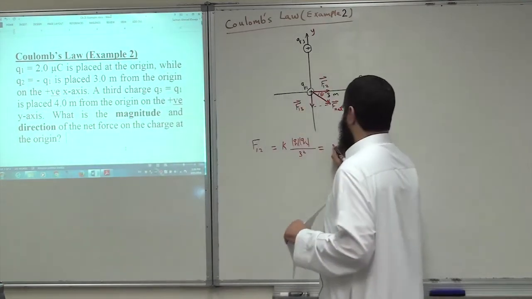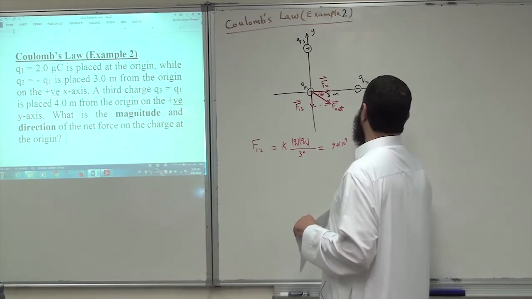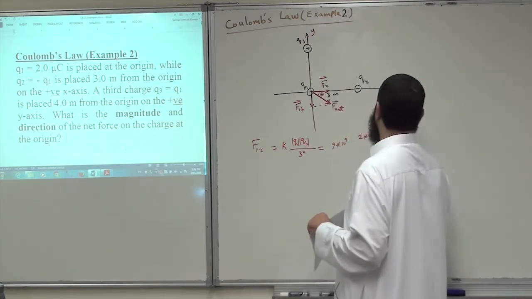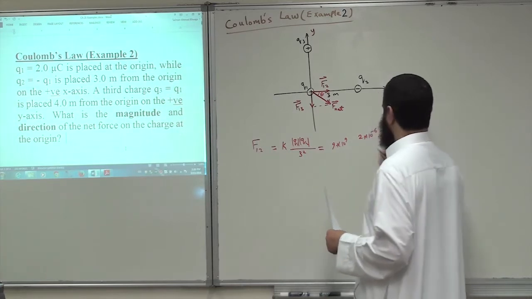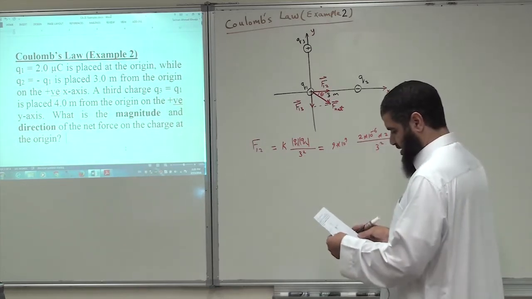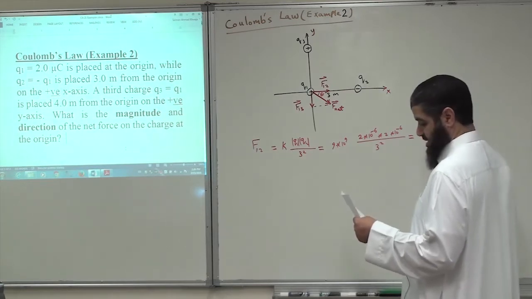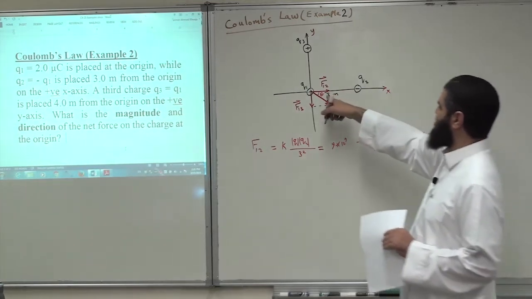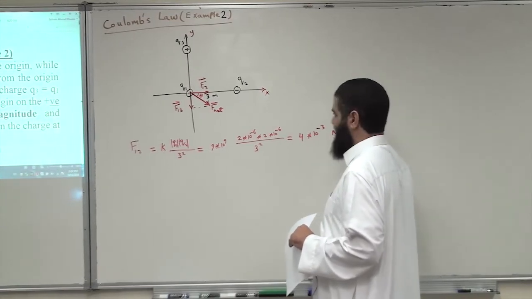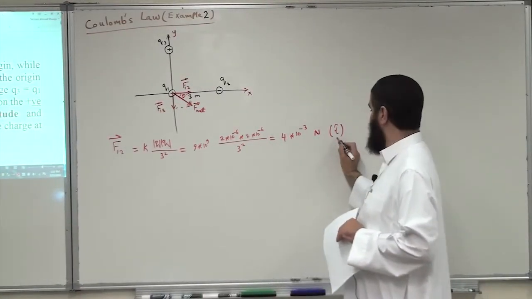Let us plug in the numbers. I'll have 9 times 10 to the power 9, times Q1, which is 2 microcoulomb, so 2 times 10 to the minus 6 coulomb, multiplied by Q2, which has the same magnitude, so 2 times 10 to the minus 6 coulomb, again divided by 3 squared. From here we will get F12 to be 4 times 10 to the minus 3 Newton. This is the magnitude of the force. But what is the direction of this force? It is in the positive x-axis, so I'll write i here. This is the force as a vector. It has this magnitude, and it is directed in the positive x-axis.